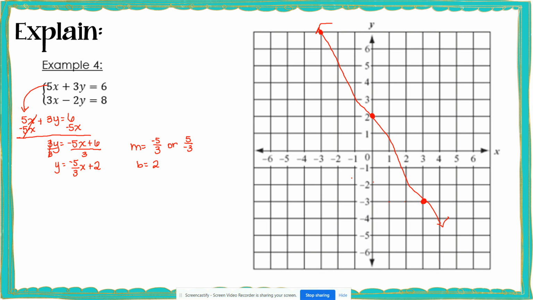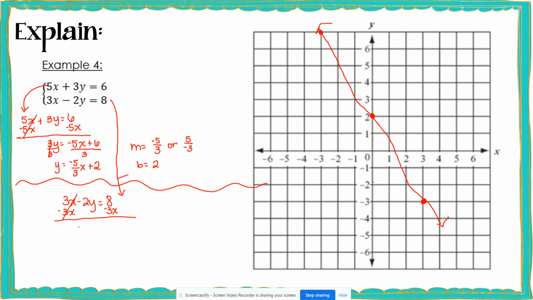All right, from here, we're going to look at our next equation, which is 3x minus 2y equals 8. We need to get rid of the 3x first, so we subtract 3x on both sides of the equation, because it's a positive 3x. These cancel, and we're left with negative 2y equals 8 minus 3x, which cannot be combined because they're not like terms, so I'll write it as negative 3x plus 8.